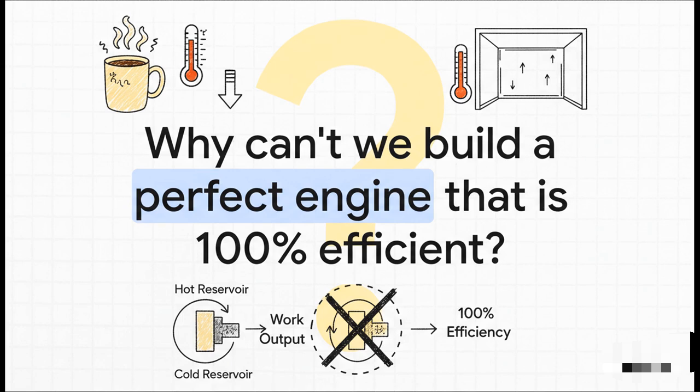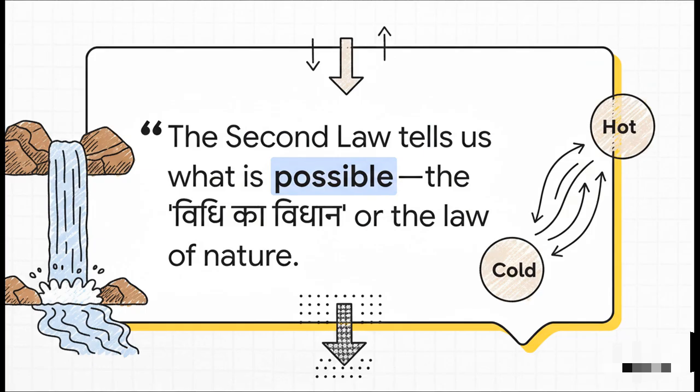Why does your hot cup of coffee always get cold? Why can't we build an engine that's perfectly efficient? This law has the answers. What this law really does is dictate the natural direction of things. It's the universe's rulebook. It explains why heat always flows from a hot object to a cold one, and never, ever the other way around spontaneously. It's the law of nature.